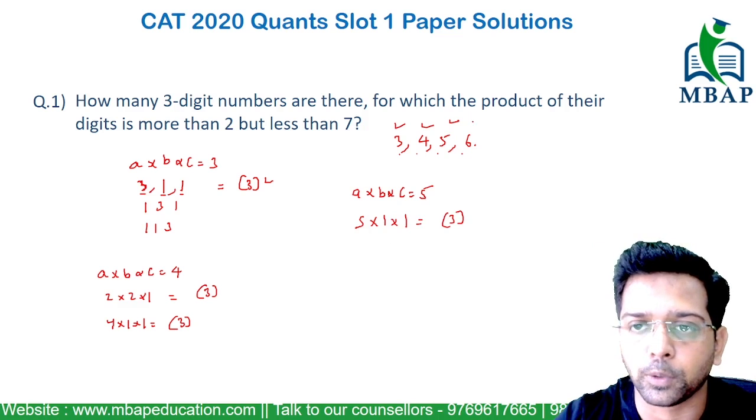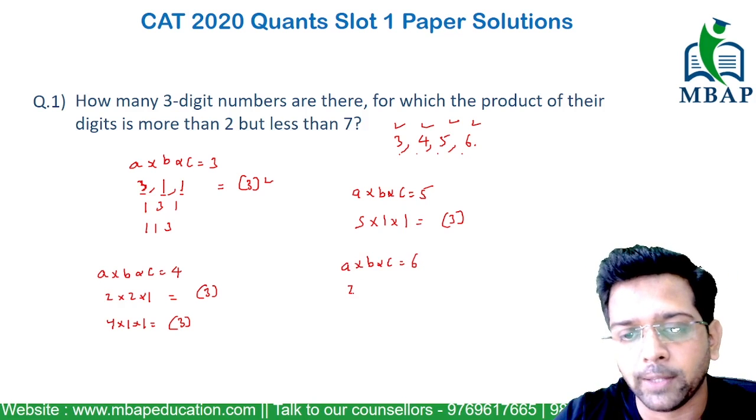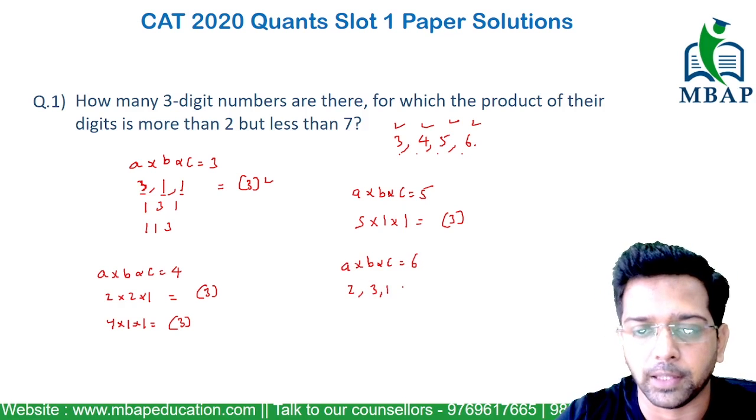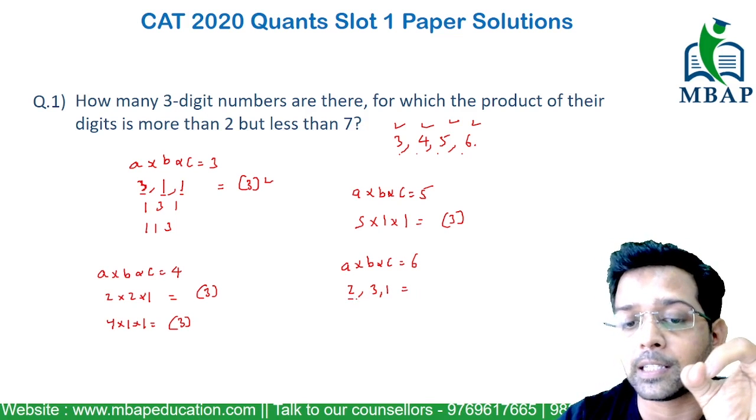And lastly, let's look at the number 6. To make A into B into C equivalent to 6, one of the possible ways is taking 2, 3 and 1. Now 2, 3 and 1 are 3 distinct numbers placed in 3 distinct places.